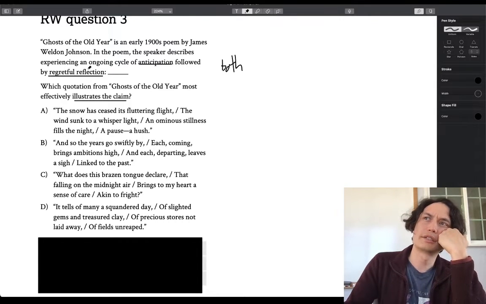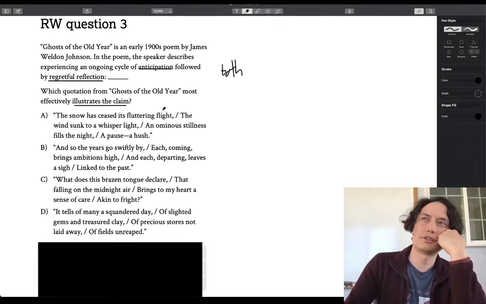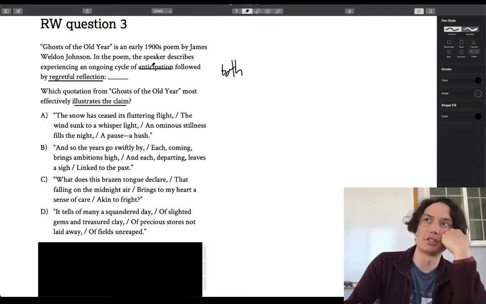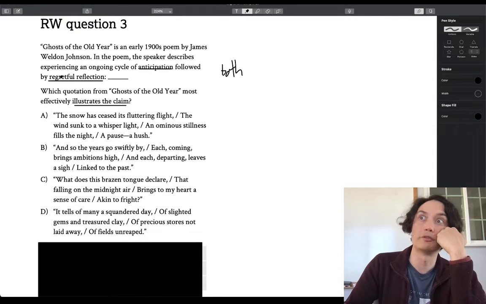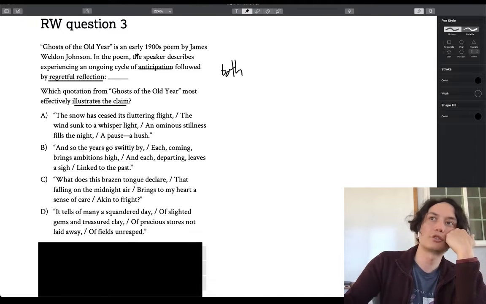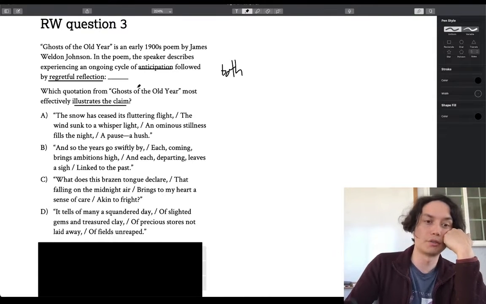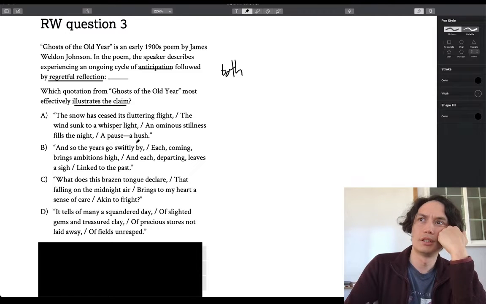Huh. Yeah, it's kind of interesting. This doesn't happen much in the LSAT. It's more precise than the LSAT. You need to hit both of these, anticipation and regretful reflection. You need to fully illustrate the claim. So this is unlike the LSAT, actually. On the LSAT, an answer that would do one or the other of these would be fine. But that's not going to be true here.